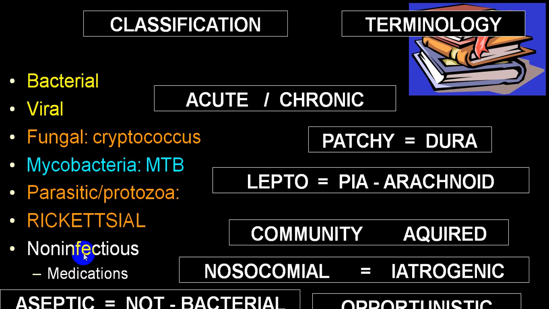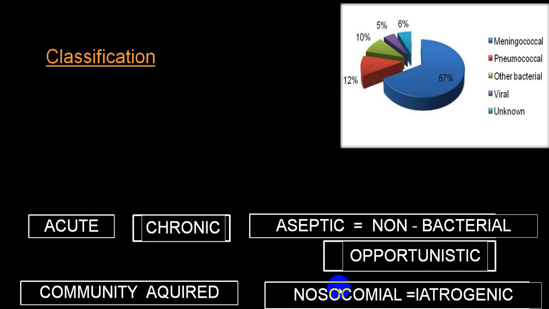And we have already mentioned aseptic will be because of meningitis without presence of bacterial, which cannot be detected in CSF. That's why it is also called aseptic or non-bacterial. So common terms: acute, chronic, community acquired, nosocomial, opportunistic, aseptic. These are the common terms.